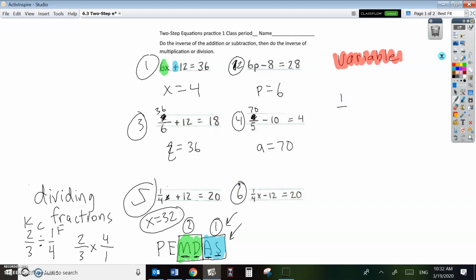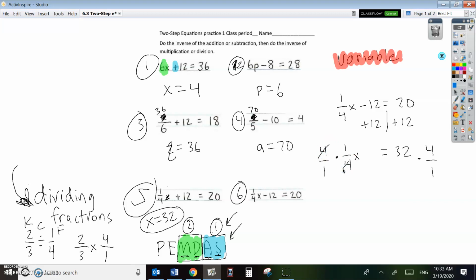Problem 6. 1/4 times x minus 12 equals 20. Make a scale, draw a line, keep it in balance, add 12 to both sides. 1/4 x equals 32. When you have a fraction times a variable, you solve it by multiplying by the reciprocal. That is the same as keep, change, flip. Okay, it's the same thing. So multiply by the reciprocal on both sides. These cancel. That cancels. X equals 32 times 4. 128.